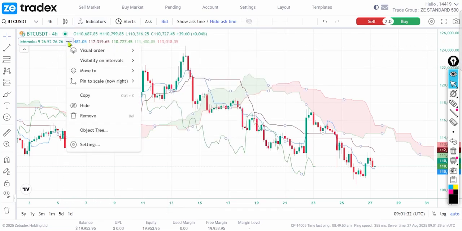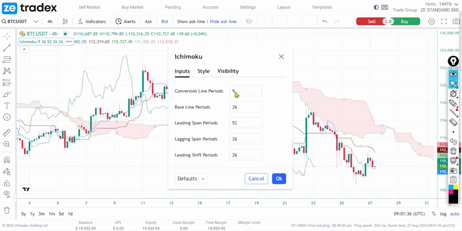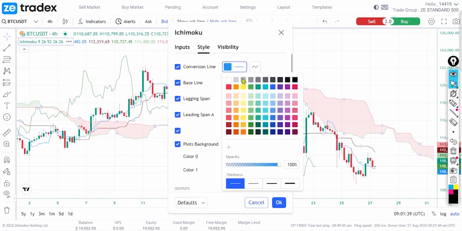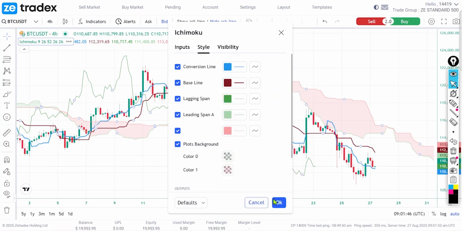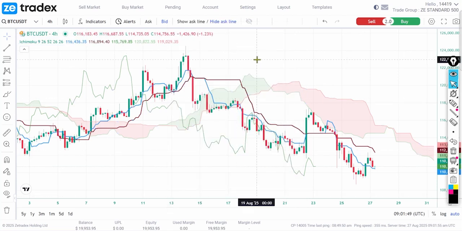Let's make this line thick. Nice. Now, to enter a short position, the first rule is that the price must close below the cloud. Like here, the price closed below the cloud, this candle.